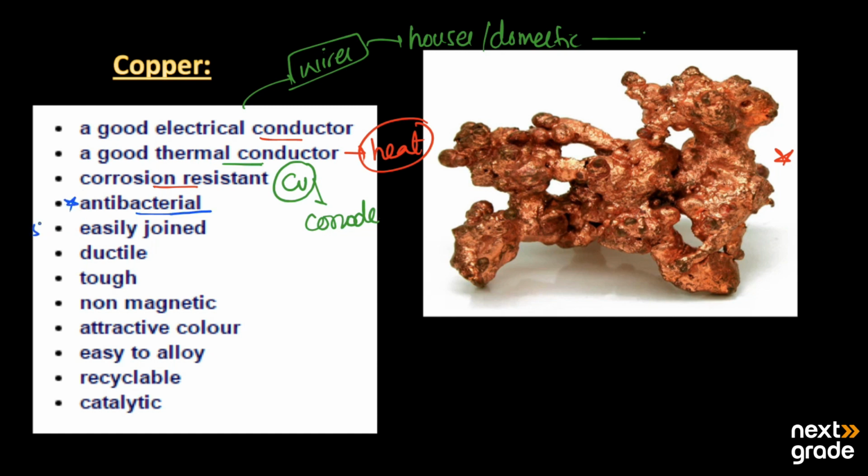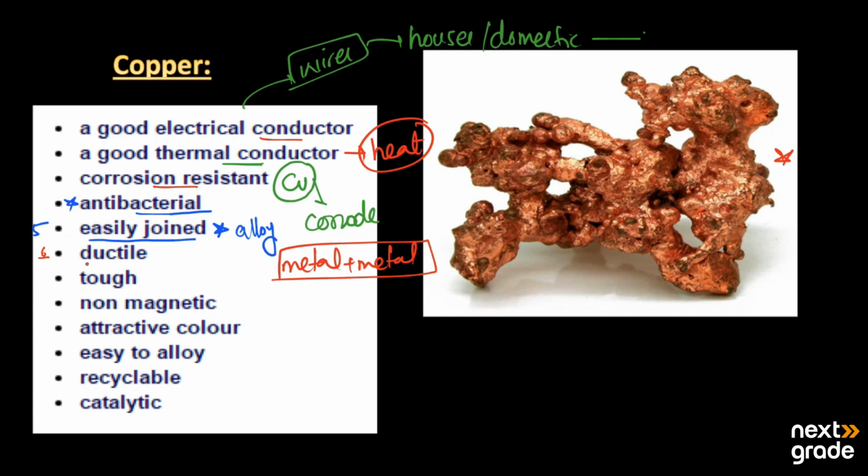The fifth one is that it is easily joined with other things. So this is the main property. It can be used as an alloy with other substances. An alloy is a substance in which one metal gets combined with another metal and changes into a hard substance, which is called an alloy.